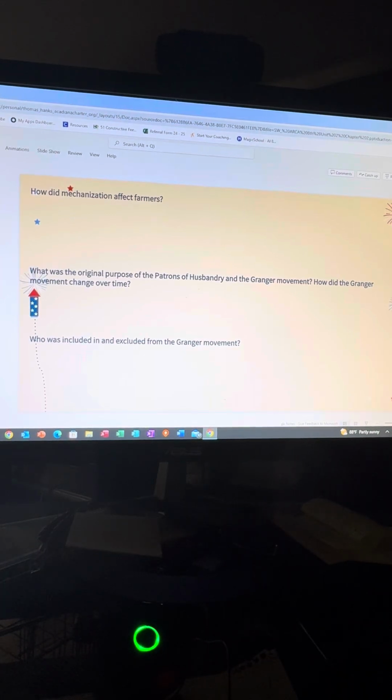So let's jump in. What was the original purpose of the Patrons of Husbandry and the Granger movement, and how did the Granger movement change over time? You're going to get that in the reading. Go ahead and answer that. Pretty big movement. Kind of goes and corresponds with the Farmers Alliance. Who is included and excluded from the Granger movements? Included means people are involved, and excluded means people are not invited. Pretty much on purpose. So yes, good.